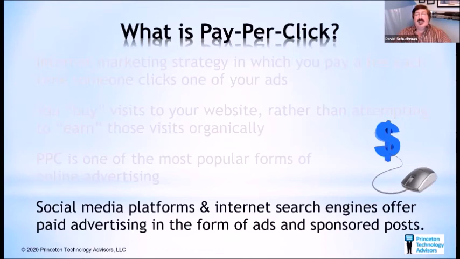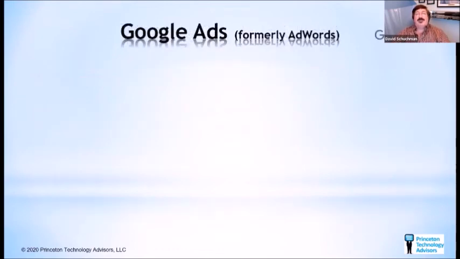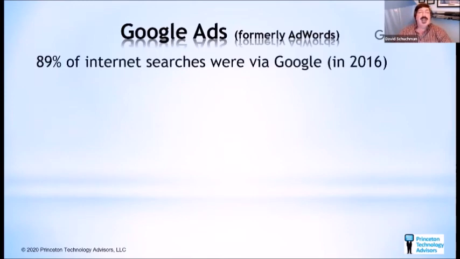There are also online sponsors that are available. The most popular one in the internet world is called Google Ads. It used to be called Google AdWords. Now it's called Google Ads. And 89% of searches, this was in 2016, were done via Google.